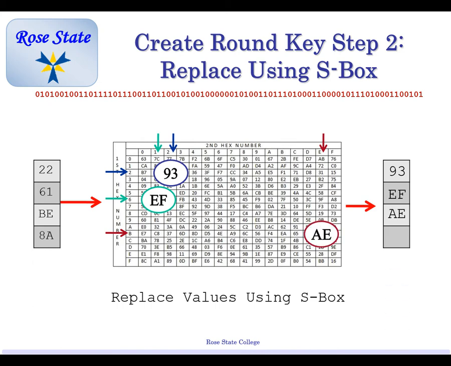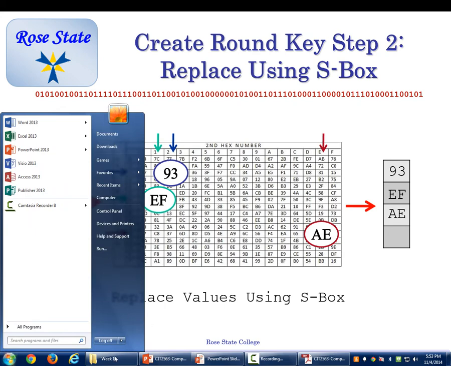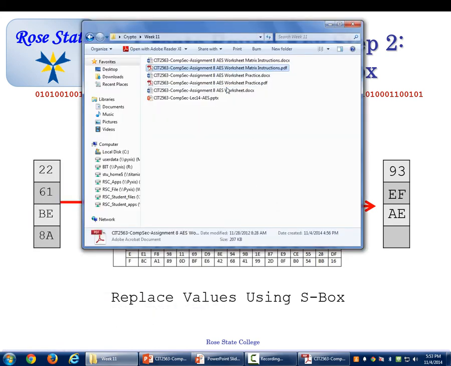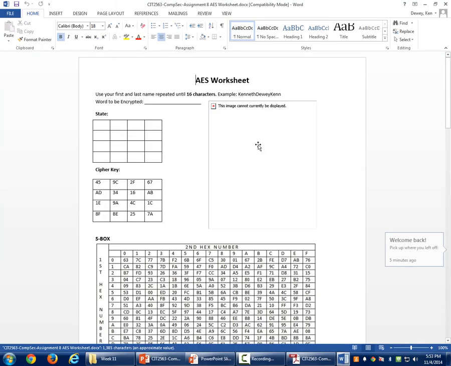Wait, no, I don't give you this one, do I? I can't remember if I do or not. Let me look. Now you've got me wondering. Do I give you that S-box? If not, it's in the slides, so you can get it. Yeah, I do. I give it to you.